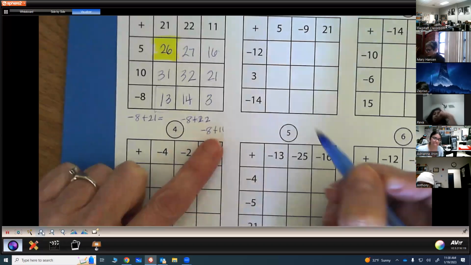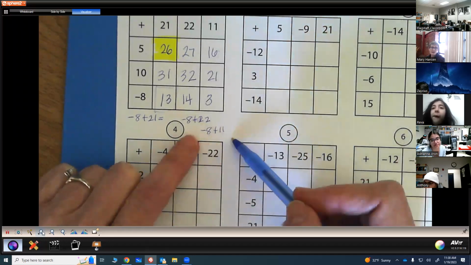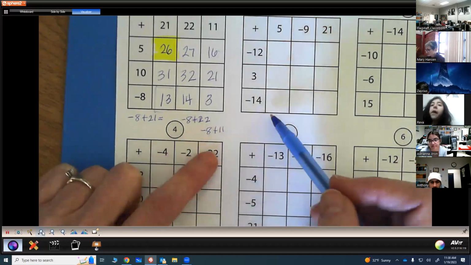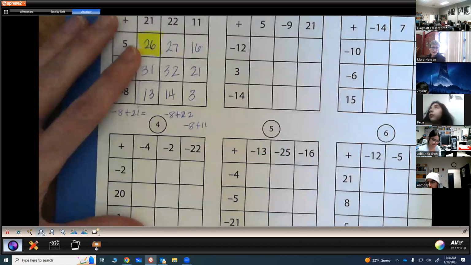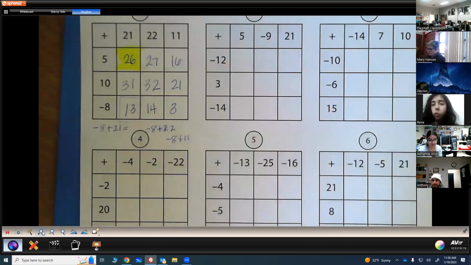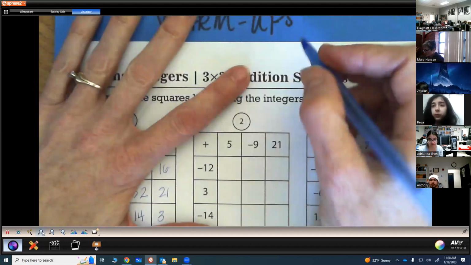So as you move through some of these and as you get more negatives involved, you may really need to write it out. If you can do it in your head, that's awesome. But if you need to write it out, that's no problem either. Just write it out and find an answer and put it in the box. So I'm going to leave this page with you. We'll take a look at this page for Tuesday.